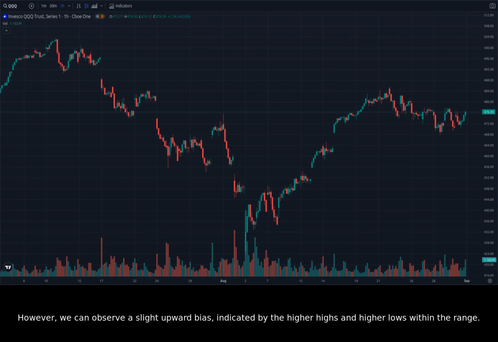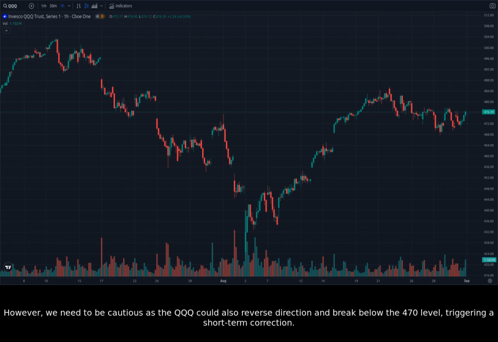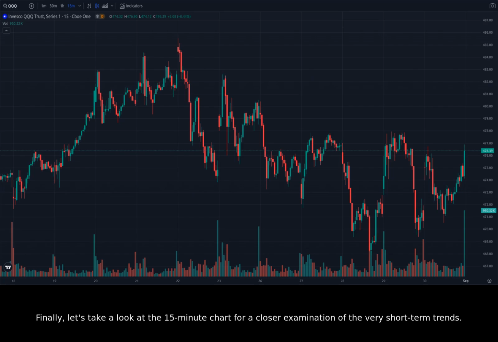However, we can observe a slight upward bias, indicated by the higher highs and higher lows within the range. This could suggest that the QQQ is preparing for a breakout to the upside, potentially towards the 480 level. However, we need to be cautious as the QQQ could also reverse direction and break below the 470 level, triggering a short-term correction.